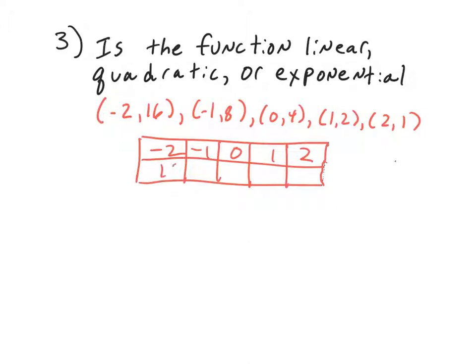And then we have 16, 8, 4, 2, and 1. So we have to look at how it's changing each time. It looks like it's going down. It looks like we're reducing it by powers of 2. From 8 to 4, we're doing minus 2 to the second power. From 4 to 2, we're doing minus 2 to the first power. And from 2 to 1, we're doing minus 2 to the 0 power. So this is exponential.